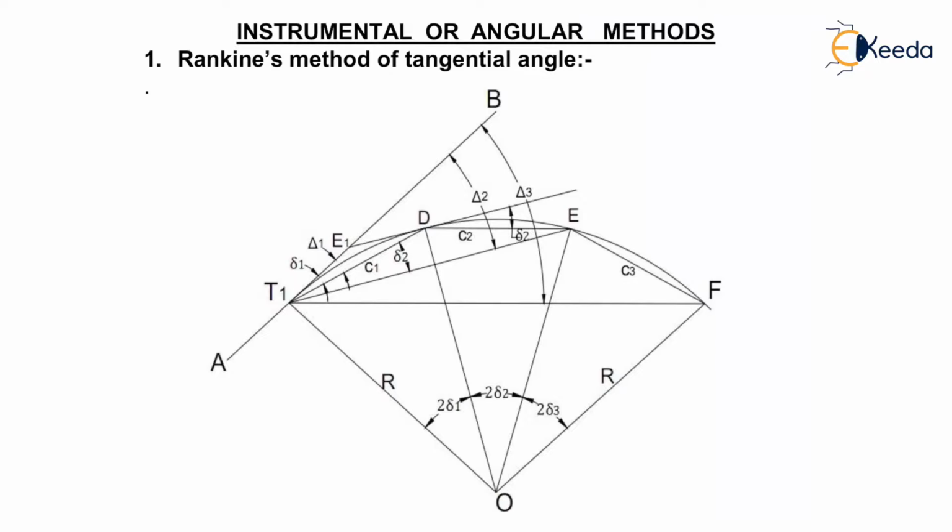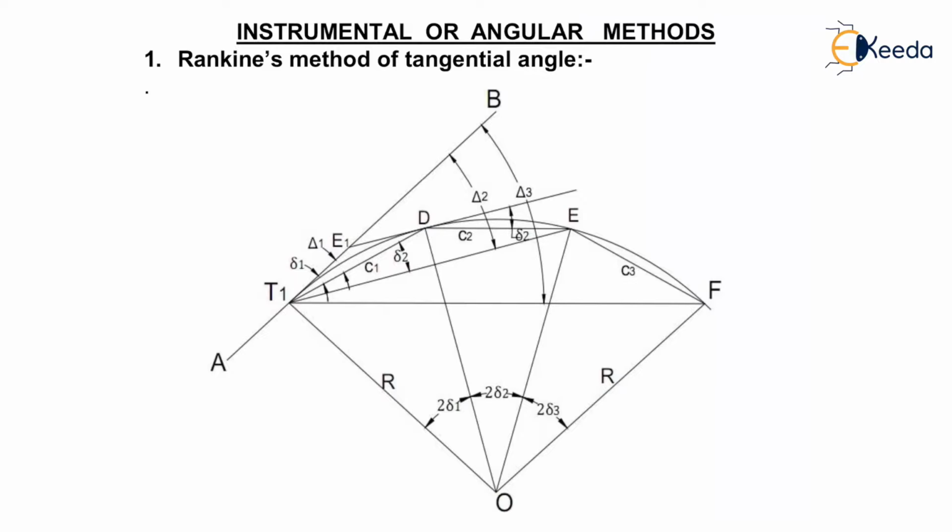In the figure, as you can see, we have a straight line AB. In this method, the curve is set out by using tangential angles. Let AB be the rear tangent to the curve, with T1 and T2 the tangent points. Be attentive and look at this figure, from which we will find all the necessary data required. T1 and T2, that is F, are the tangent points.